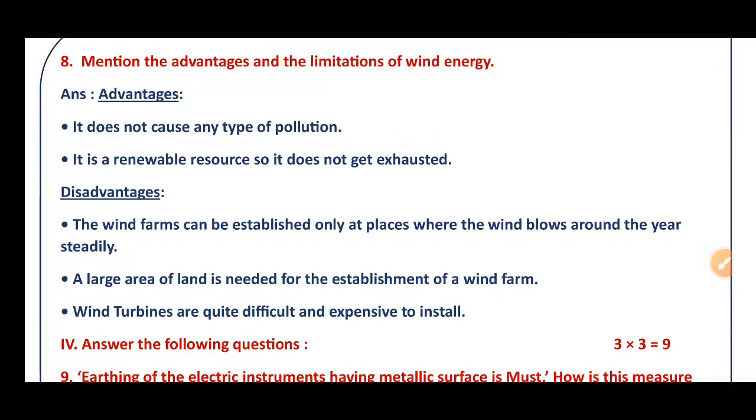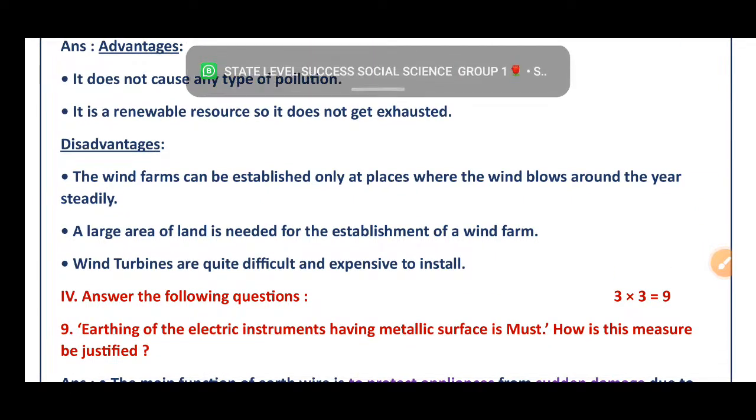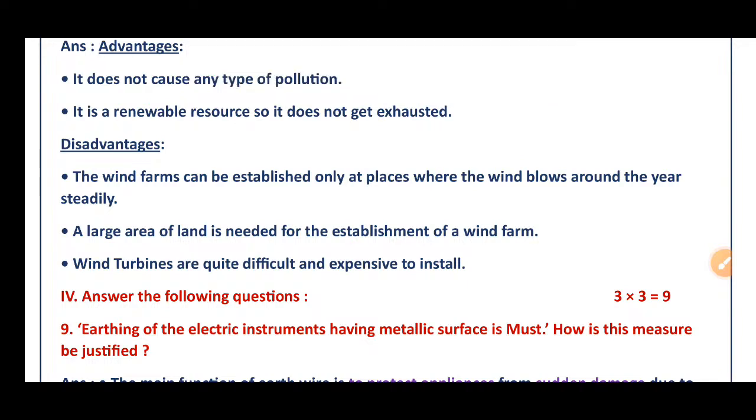A large area of land is needed for establishment of a wind farm, nearly 2.5 hectares. Wind turbines are quite difficult and expensive to install. And the air speed needs to be a minimum of 15 km per hour. These are some disadvantages. Wind does not always blow at 15 km per hour. That's why in a single day we can operate only 8 to 10 hours, in hilly places.